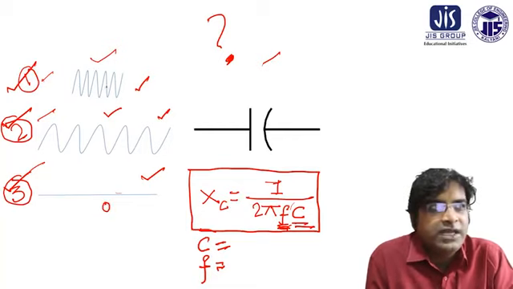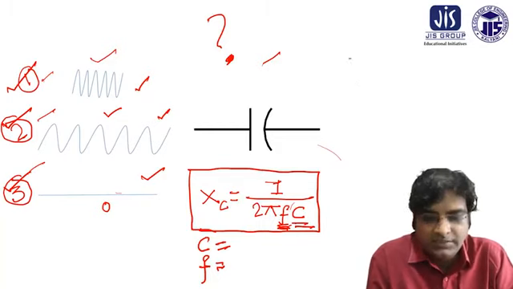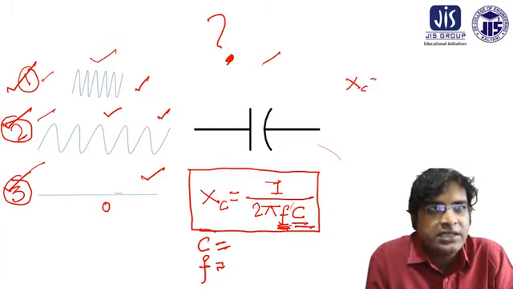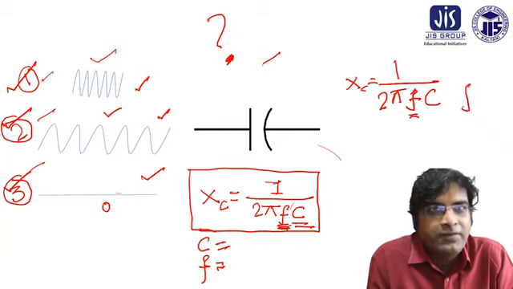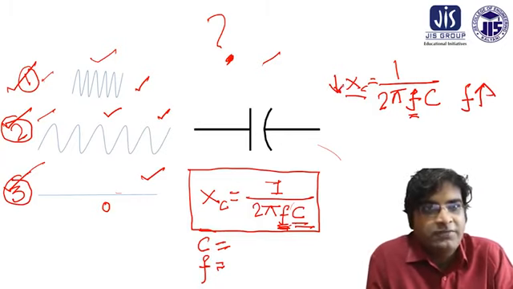So if I consider this equation, XC equals 1 by 2 pi F, where F is the frequency of the signal passing through the capacitance: if F becomes high, then XC becomes low. I think you got this point. If I increase F, then XC automatically decreases. Yes, very nice.